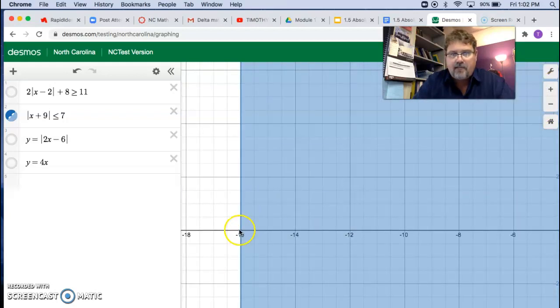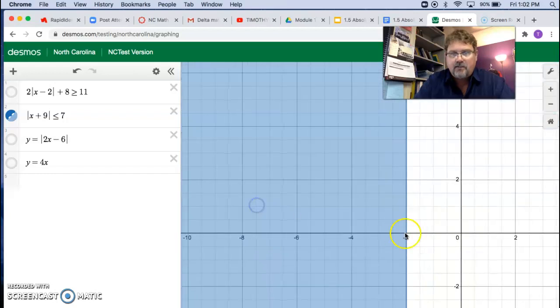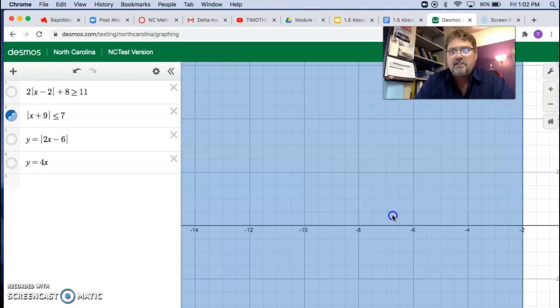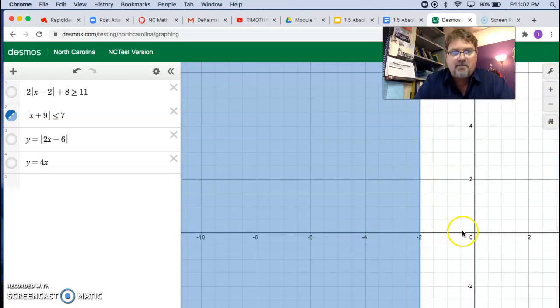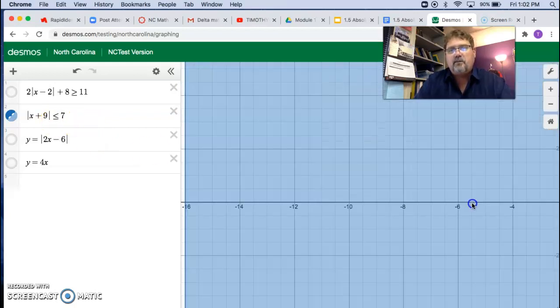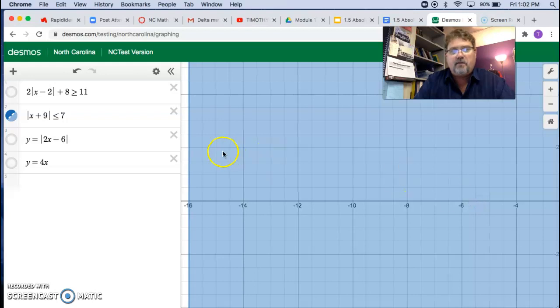See, it lives from negative 16 to negative 2. That's your shaded region. And look along your number line. You could solve it that quick. From negative 16 to negative 2, use the proper symbols and realizing what these symbols mean. So Desmos really makes light work out of this inequality.